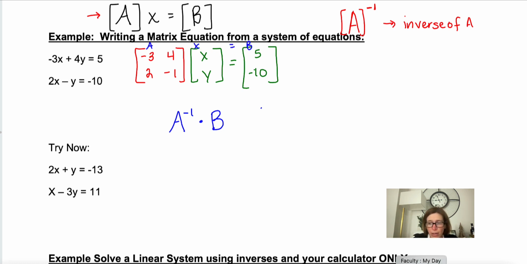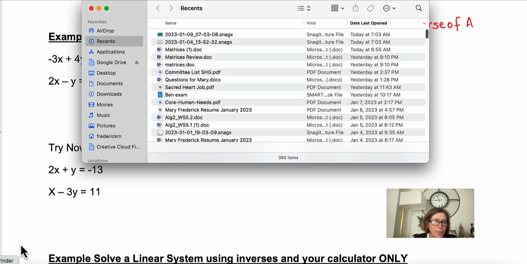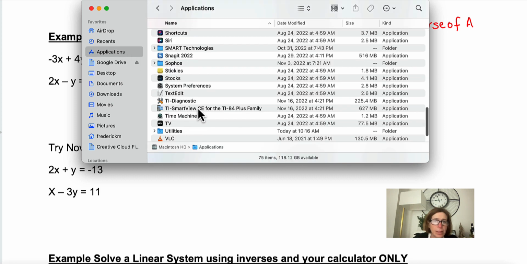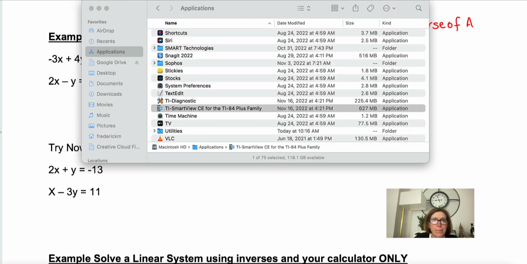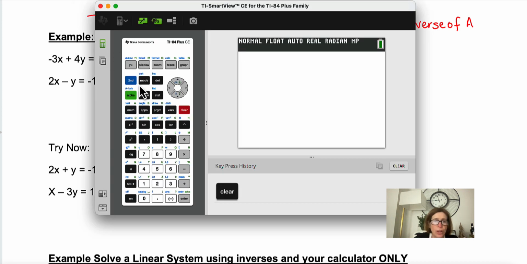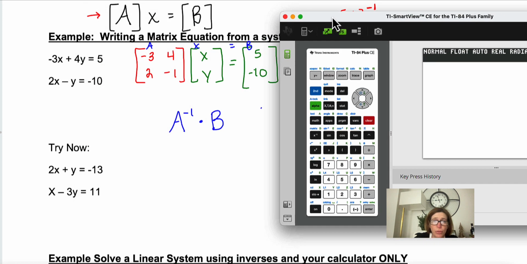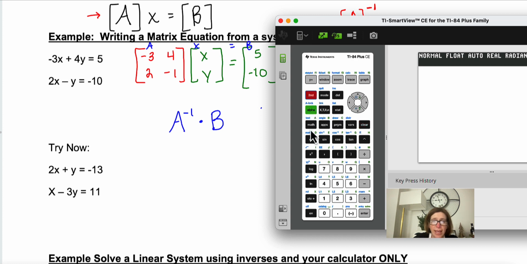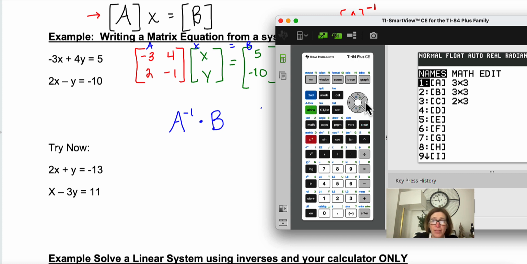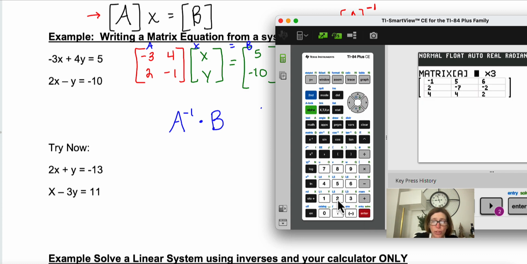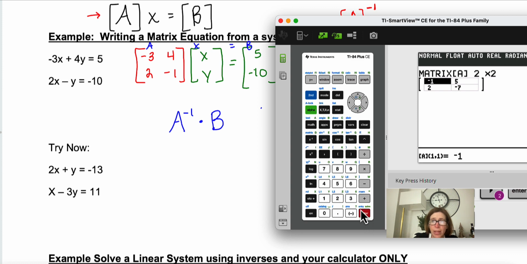All right, so let's grab those calculators. Let's enter our matrix into our calculator. Remember, we press second matrix. We're going to go over to edit. We're going to pick A. We're going to change the dimensions to a 2 by 2. We're going to plug in our values: negative 3, 4, 2, negative 1.